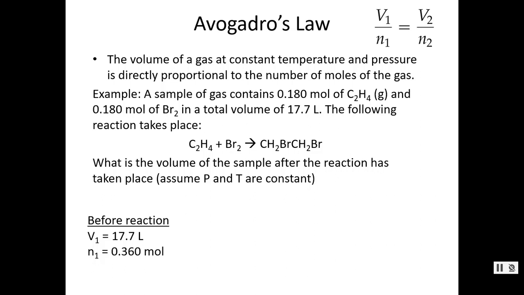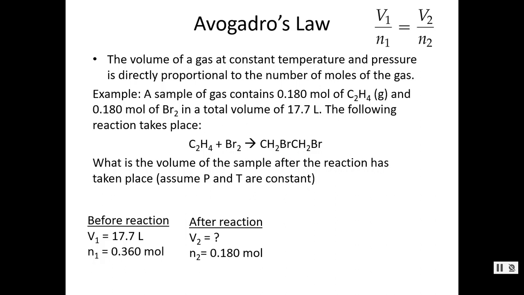For after the reaction, obviously I'm solving for V2, but for N2, I need to make sure I use the moles of my products. What are my products in this reaction? This big molecule here. I wasn't told how many moles I have of that molecule, but I do know from the balanced chemical reaction that's given in the problem, for every 1 mole of each reactant, I get 1 mole of product. So if I have 0.180 moles of each reactant, I'm going to have 0.180 moles of my product. So my N2 is 0.180 moles.